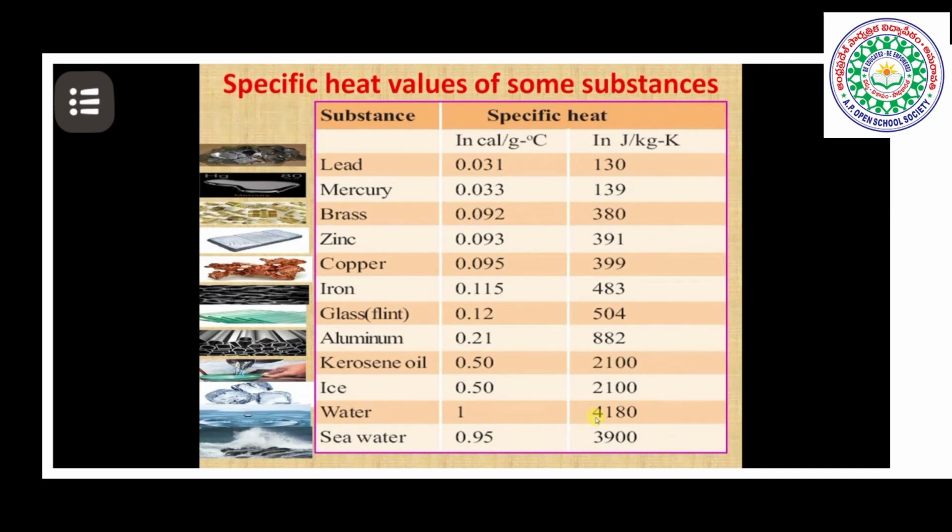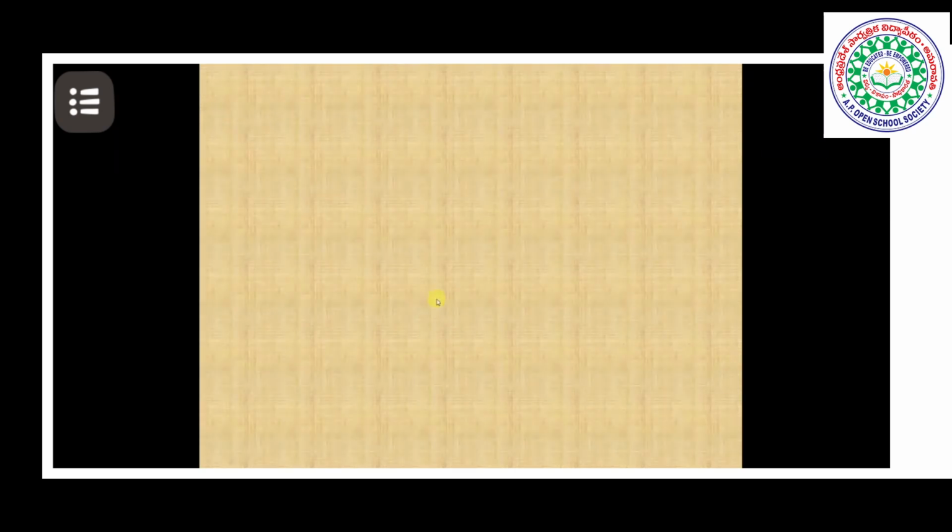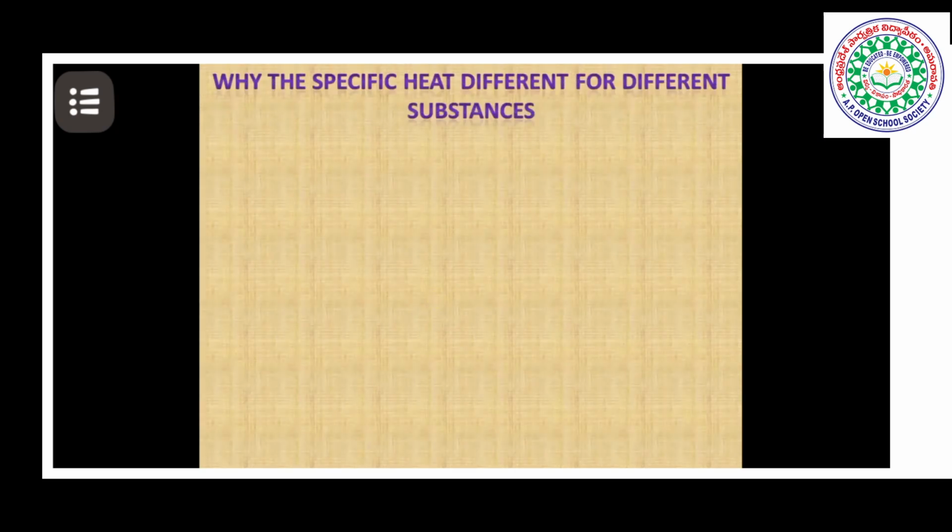This is the specific heat of water placed here. Seawater is different from ordinary water: 0.95 and 3900. These are the specific heats of different materials like lead, mercury, brass, zinc, copper and so on. Students, you can understand the material and its specific heat. Next, why is the specific heat different for different substances? Why is the specific heat different for different substances?